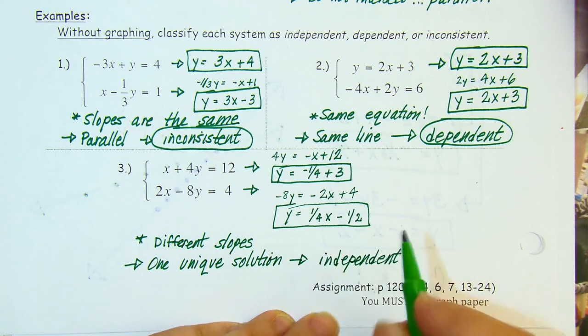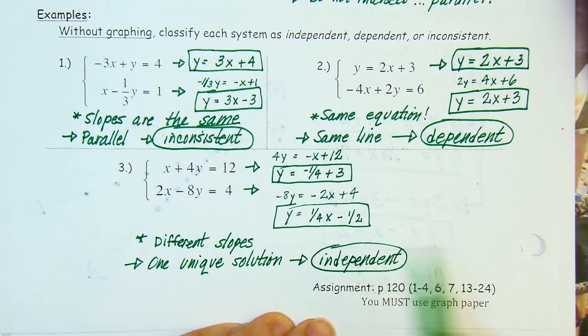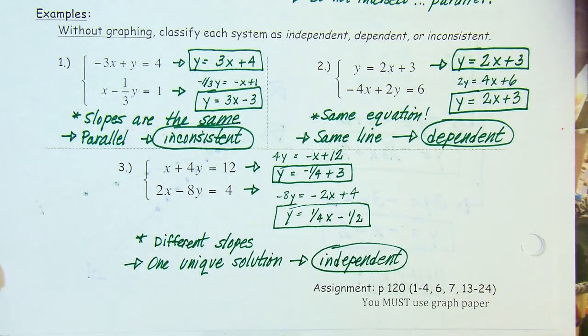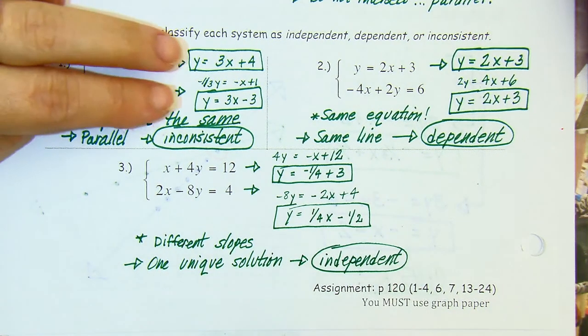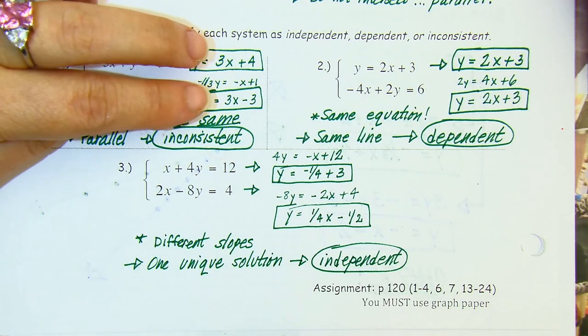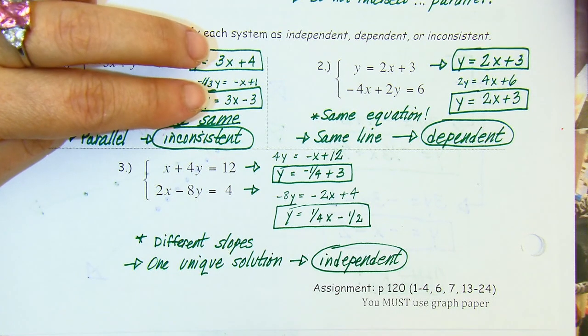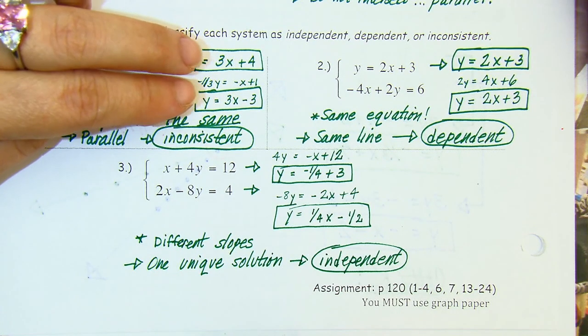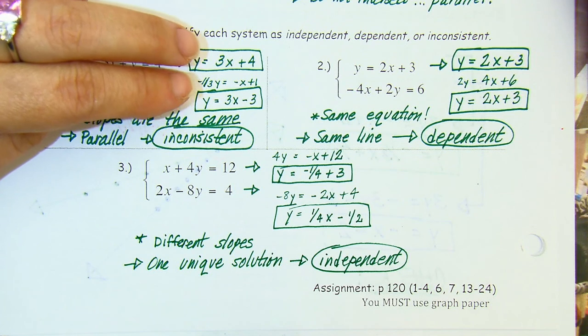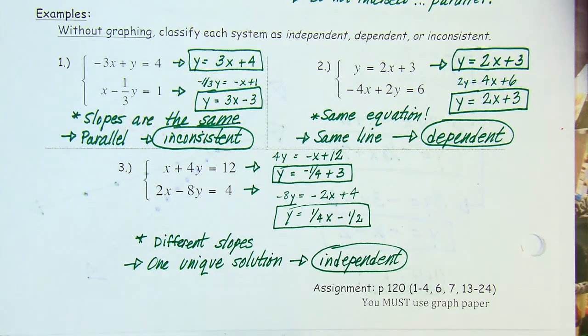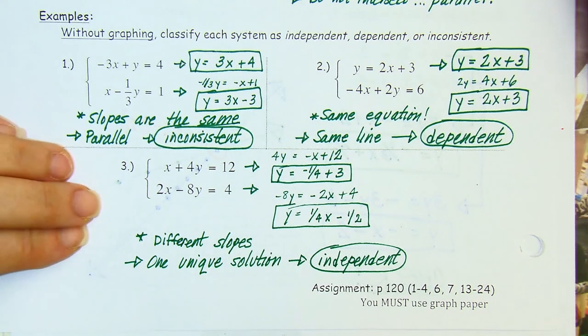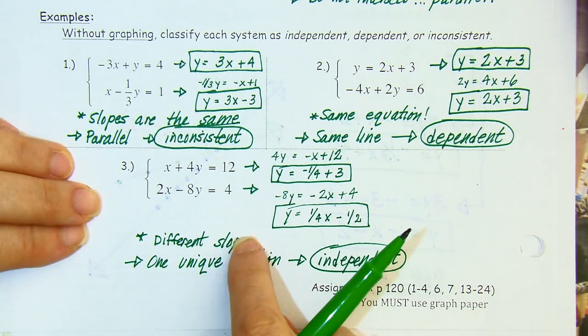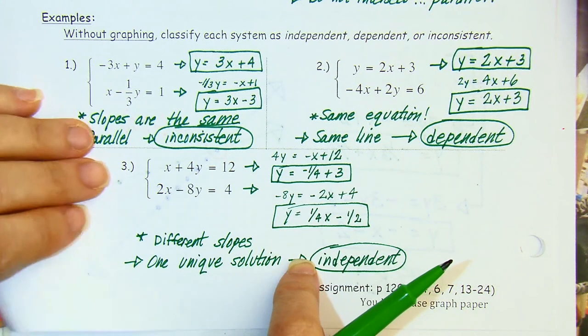Now I know we talked about parallel lines. You know, you're comparing slopes. For this system up here, the slopes were the same. We knew they were parallel, so there was no solution, and the system is inconsistent. Now, if the slopes are opposite reciprocals of one another, that means they would be perpendicular to one another. Now, perpendiculars would be an independent system because they do intersect in exactly one point.